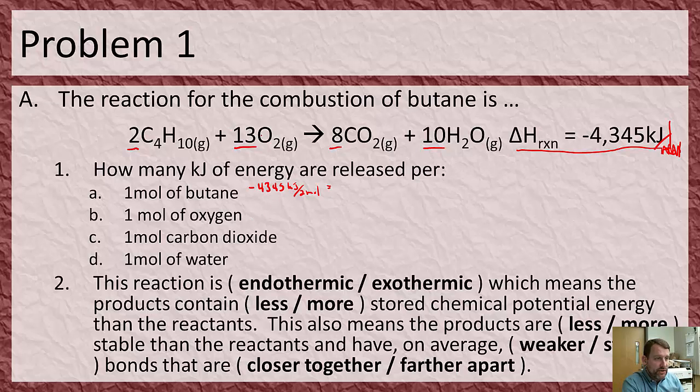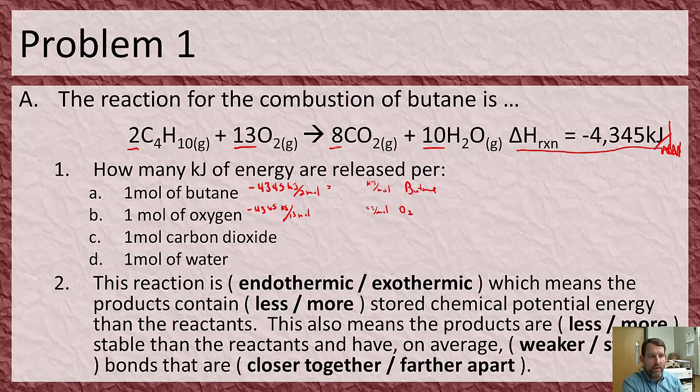Now, 1 mole of oxygen used. If you used only 1 mole of oxygen, you would use way less than 1 mole of butane, because it takes 13 moles of oxygen to use just 2 moles of butane. So here we would have this same number, 4,345 kilojoules, and instead we divide it by 13 moles, and then we would report this as kilojoules per mole of oxygen. The previous one would be kilojoules per mole of butane, and this would be reported as whatever that number is, kilojoules per mole of oxygen. And we'd keep doing this all the way through.